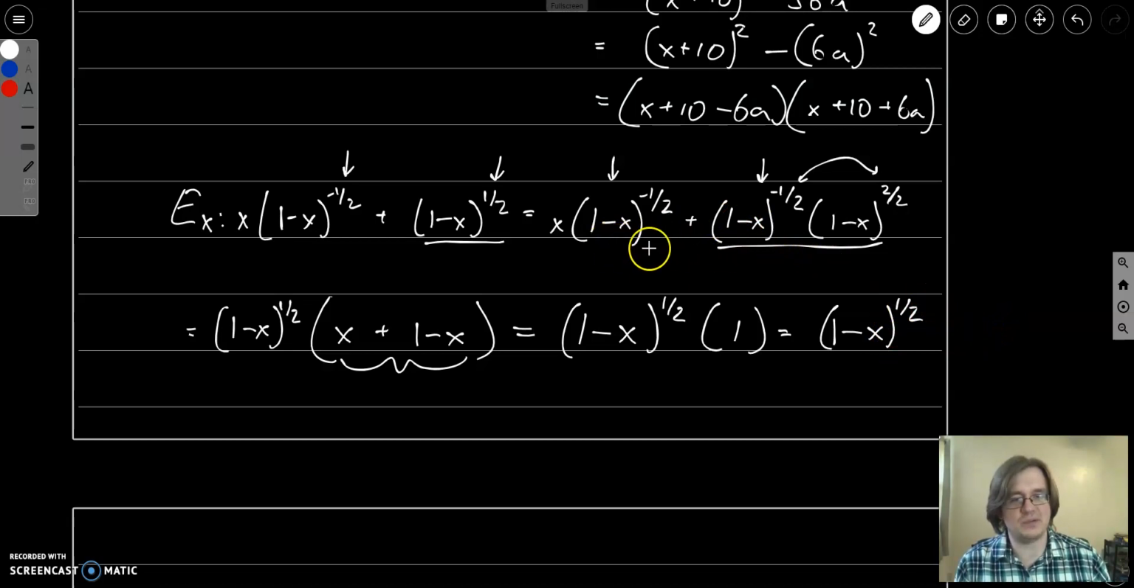Essentially, we can factor non-polynomials out, and we can factor things to more interesting powers out of polynomials as well.